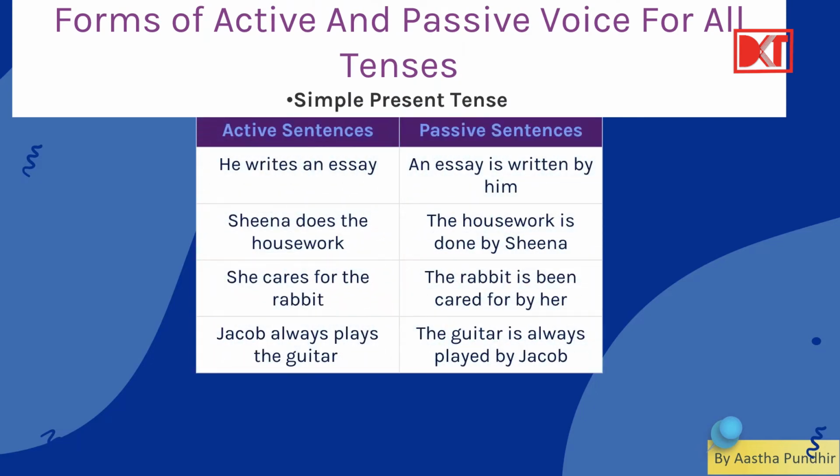All right. So here what do we have? We have forms of the active and passive voice for all tenses. कि tenses में कैसे कैसे conversion होता है, ये आपको और clarity मिलेगी. यहाँ पे हम examples ले रहे हैं. Okay.